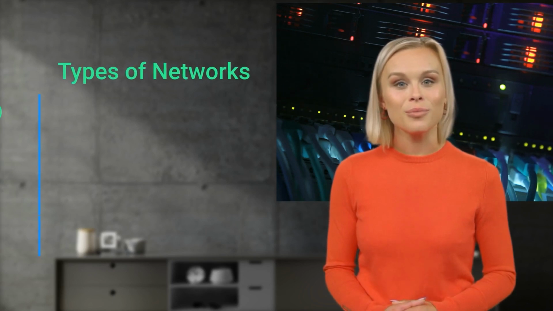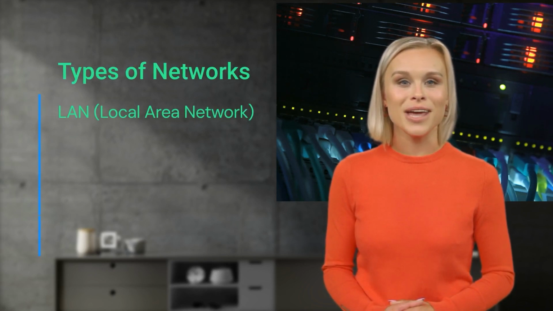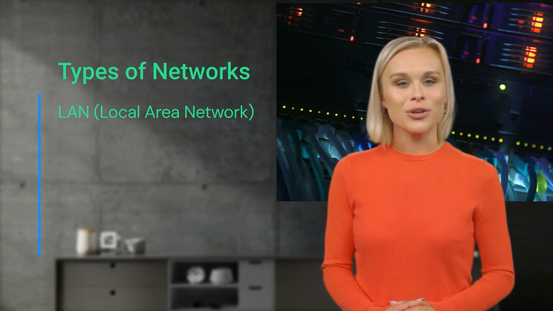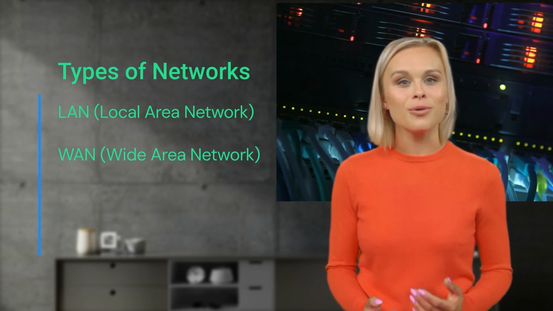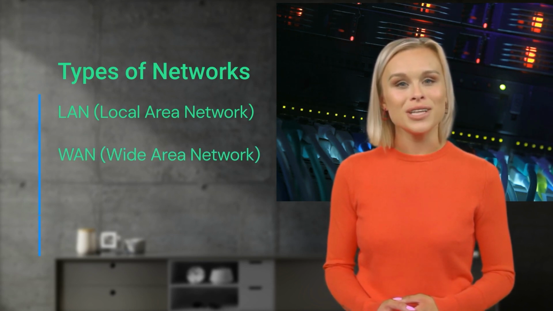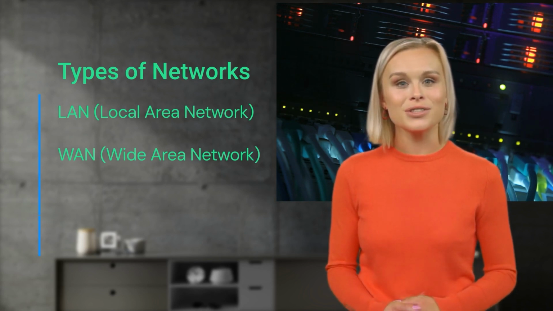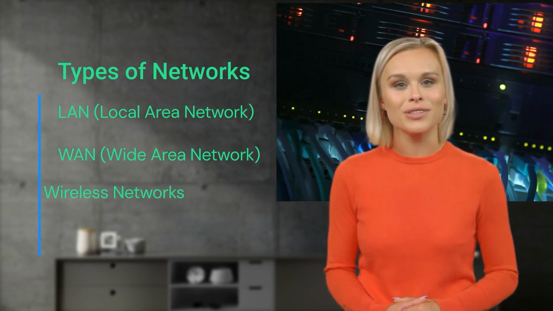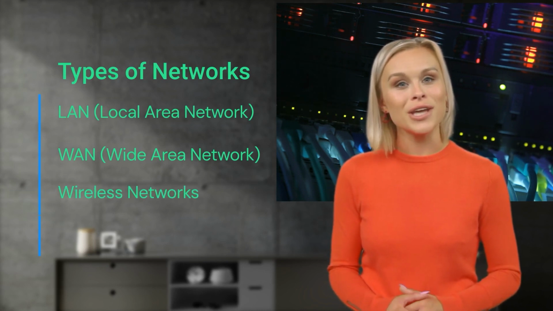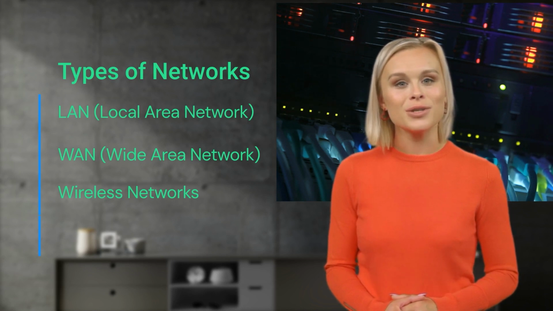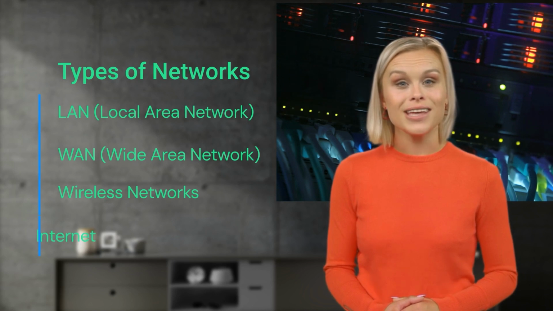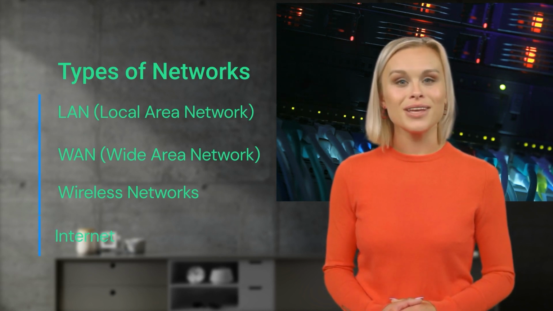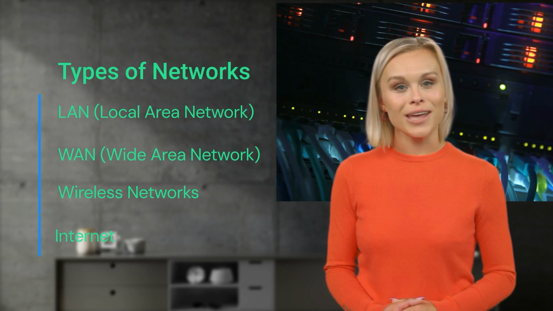Types of networks. LAN, local area network. A network that spans a small geographic area, typically within a single building or campus. WAN, wide area network. A network that covers a larger geographic area, often connecting multiple LANs across cities or countries. Wireless networks. Networks that use radio waves to connect devices without physical cables, such as Wi-Fi and cellular networks. Internet, a global network of networks, connecting billions of devices worldwide.